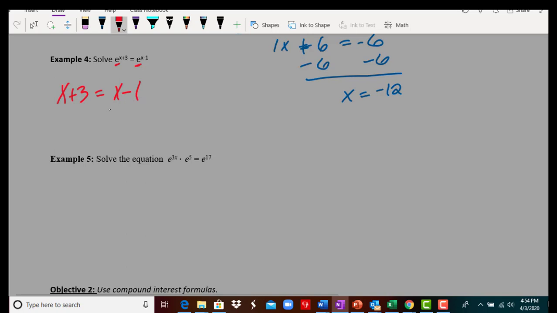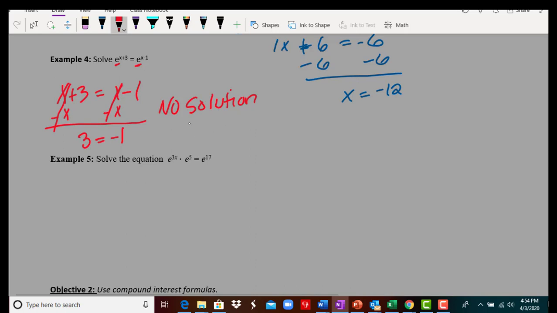So now we need to solve for x. So we would subtract the x from both sides. Uh-oh, what has happened here? If I subtract the x from both sides, 3 equals negative 1. Is that possible? No, not possible. So in this case, we will have no solution.